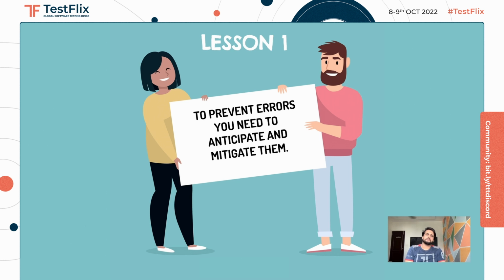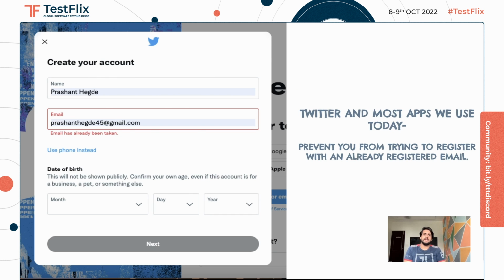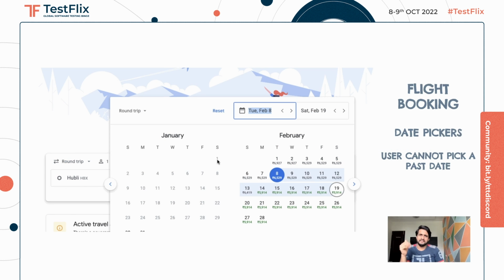Let's look at an example. Twitter and many other social media platforms prevent you from trying to register with an already registered email. Twitter does not let you proceed with the registration process if your email is already taken. Let's look at another example. All the flight booking applications prevent you from booking a flight for a past date. All the date pickers in the user interface will gray out the past dates and make it impossible for you to book a flight for a past date. These examples might look simple, but think about the consequences if these things were not in place.